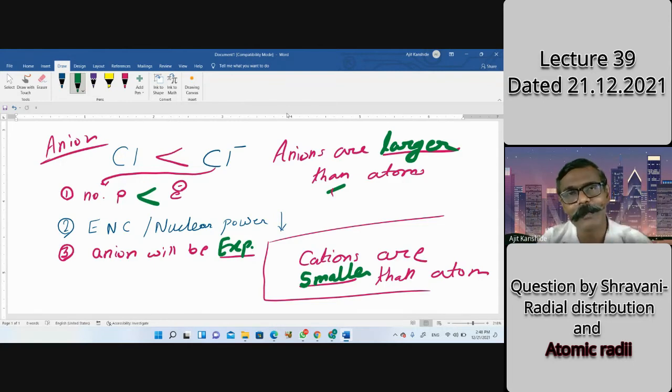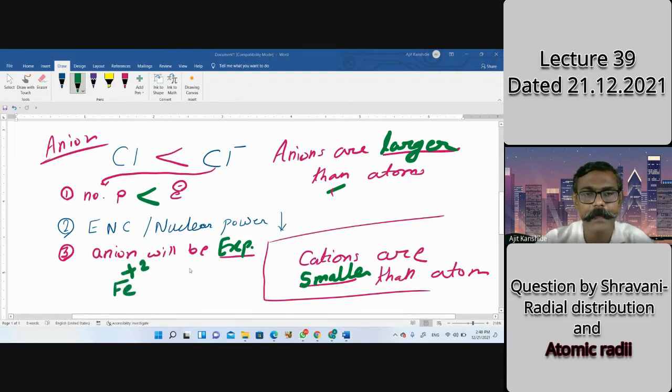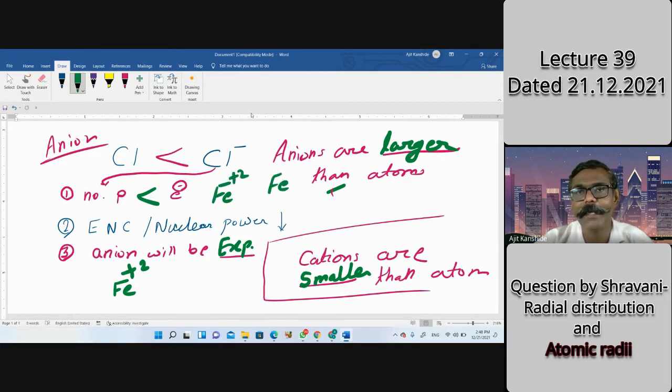So in this point number 3, we have concluded two things. Cations are smaller than the respective atoms and anions are larger than the respective atoms. Now about two cations or two anions also we can have the comparison. If I say Fe+2 and Fe+3, both are cations, certainly those are smaller than the atom.